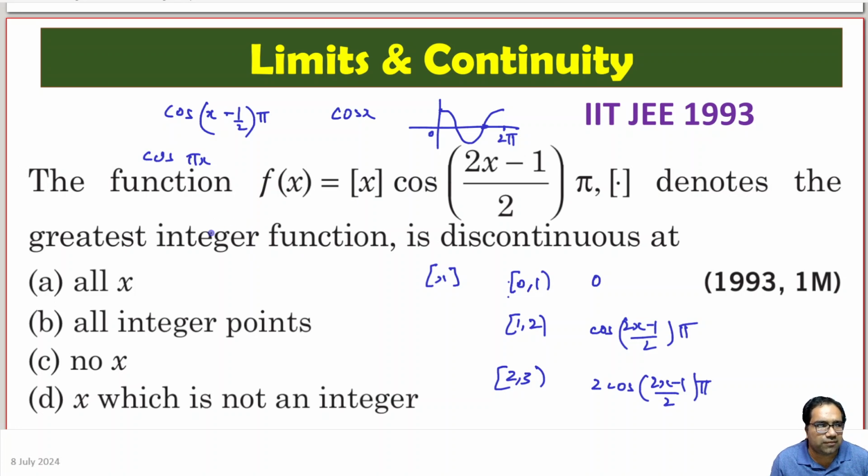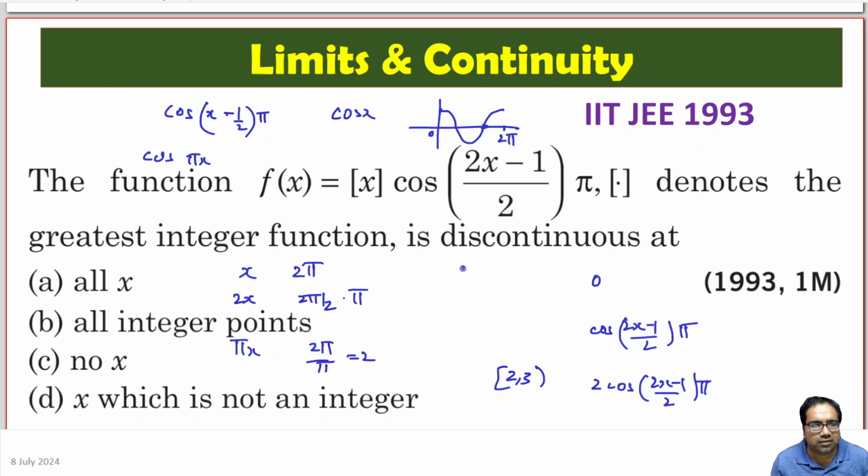And let us try to look at how the graph of cos pi x will look. If it is cos x, then the period is 2 pi. If it is 2x, the period is 2 pi by 2, which is pi, and if it is pi x, the period is 2 pi by pi, which is equal to 2. What does that mean? Instead of 2 pi, the period is actually 2. So from 0 to 2, this point is 2 and this point is 1. After 2, the function will repeat itself.